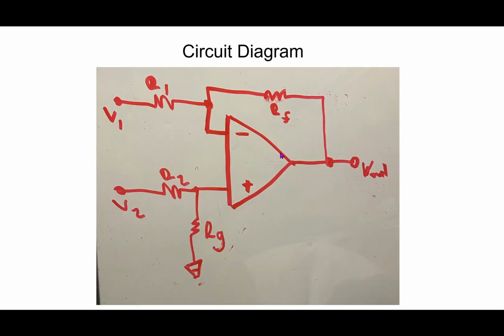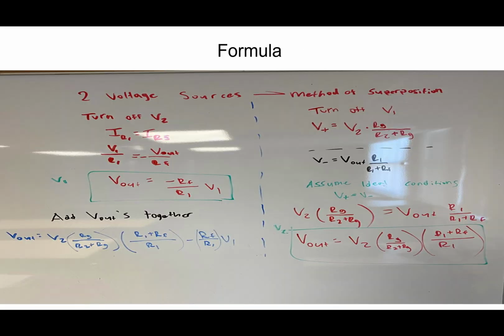Here's a circuit diagram. As you can see, there's four resistors and two voltage sources. This is a negative feedback inverting op amp. And to calculate V out, I used the method of superposition and nodal analysis. So I turned off V2, completely ignored it, and just carried on with V1. And I received IR1 is equal to IRF.